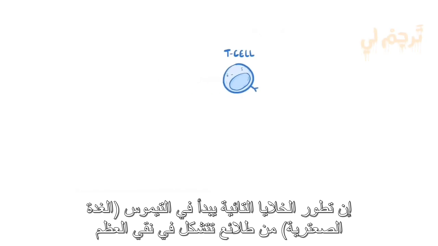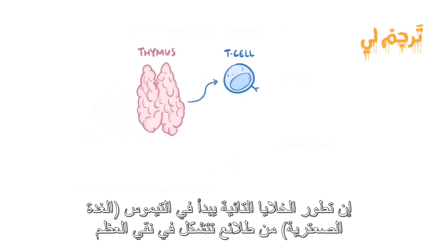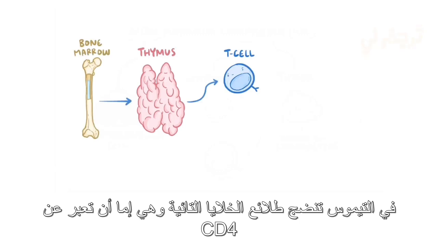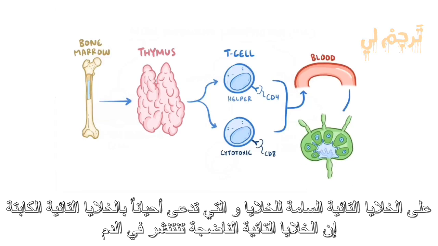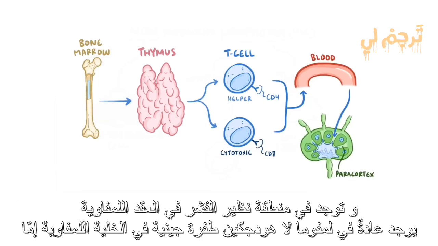Now, T cell development starts in the thymus, from precursors that arise in the bone marrow. In the thymus, these precursor T cells mature and express either CD4 on helper T cells or CD8 on cytotoxic T cells, sometimes known as suppressor T cells. Mature T cells circulate in the blood and are found in the paracortex of the lymph nodes.